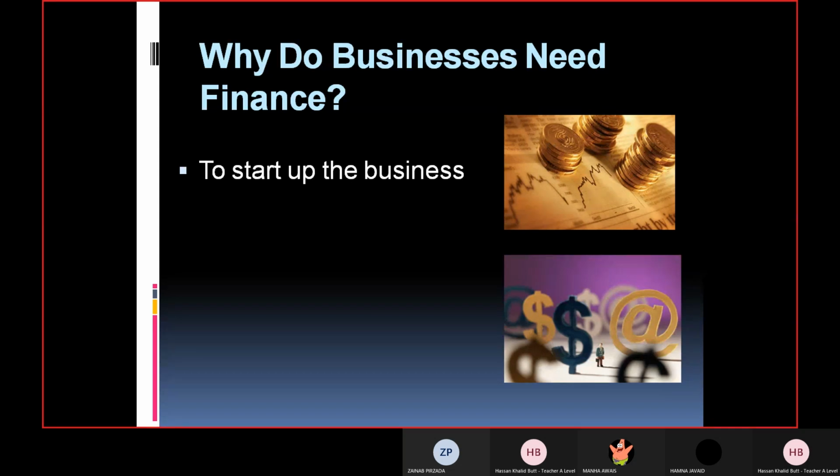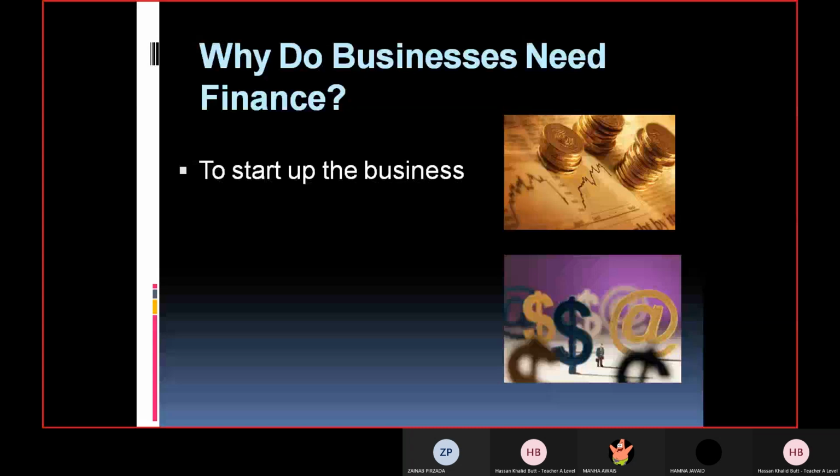This is generally a one-time expenditure, or you can get the benefit for a longer time period. You do not need to spend money on them time and again. That is why this is usually at the start of the business, right? Now there are other types of expenditure as well. I hope Zainab and Manha, you got it? Manha, I didn't hear you. Okay, all right.